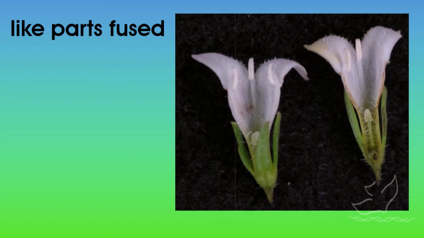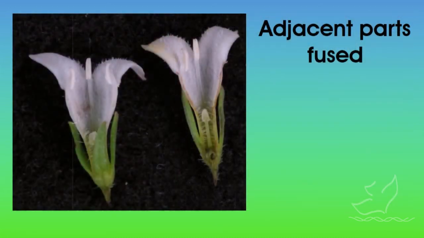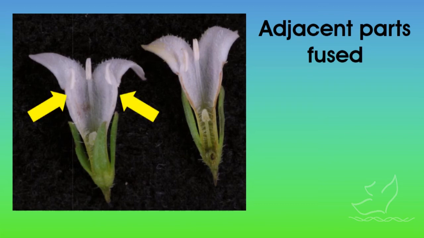You can also have adjacent parts fused. So parts in one whorl fused to the structures in the adjacent whorl. In this case we see petals fused to stamens. And generally the lower parts of the stamens will be fused to the lower part of the petals. This is a very common situation in flowers.